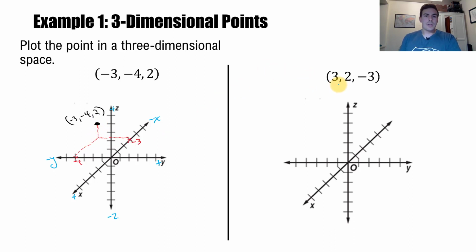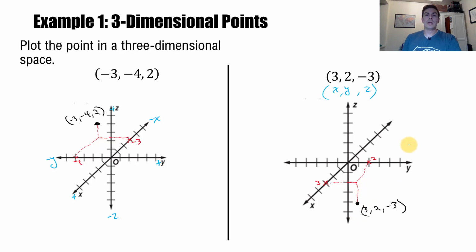All right, now let's take a look at plotting this point, 3, 2, -3. So again, we're going to go +3 in the X direction, +2 in the Y direction, because this is X, Y, and Z when we get our ordered triple. And then again, we are just going to go down 3 units in the z direction, which will look something like that. So our point will be right about there.